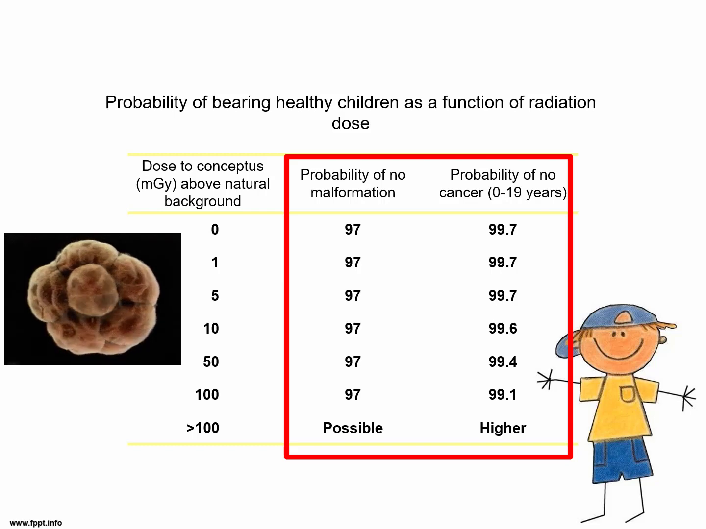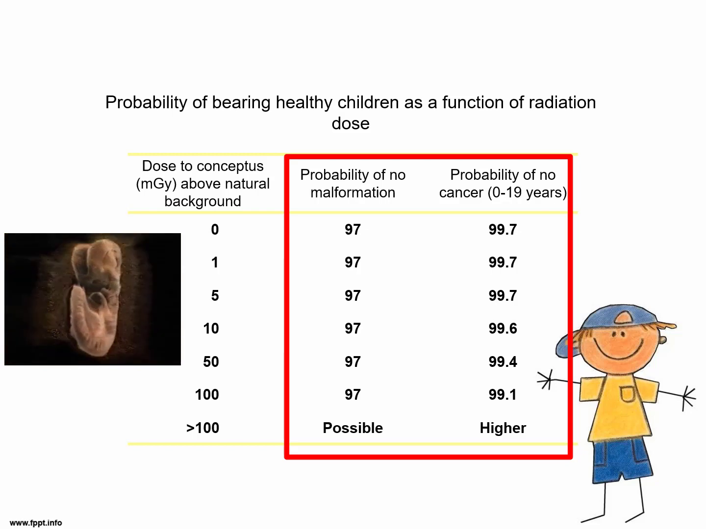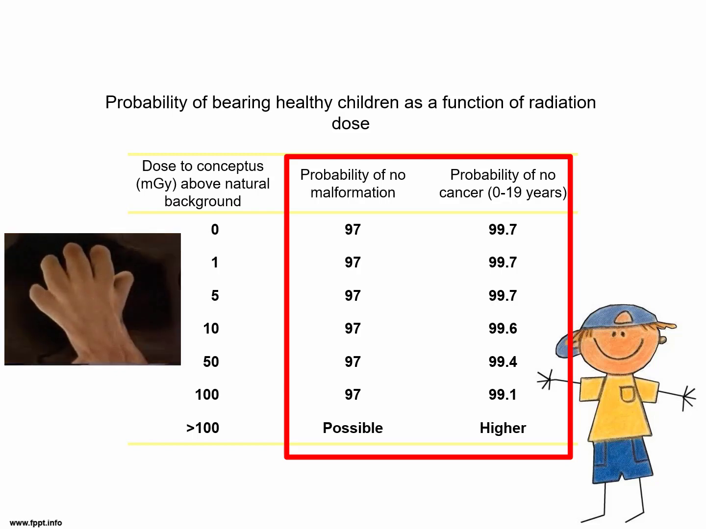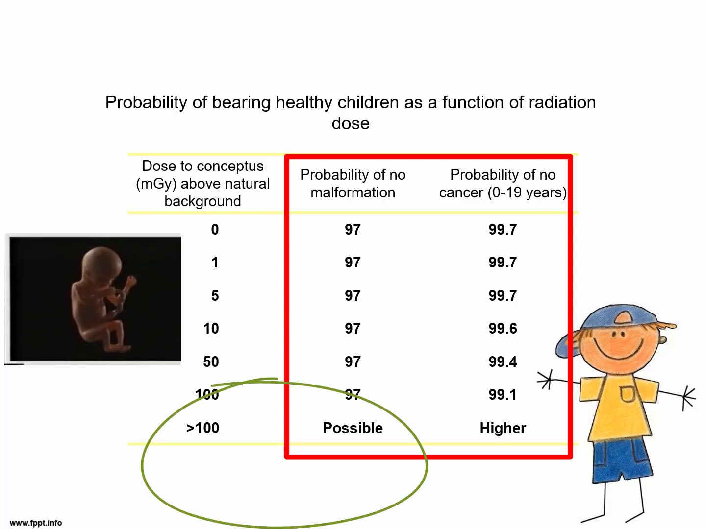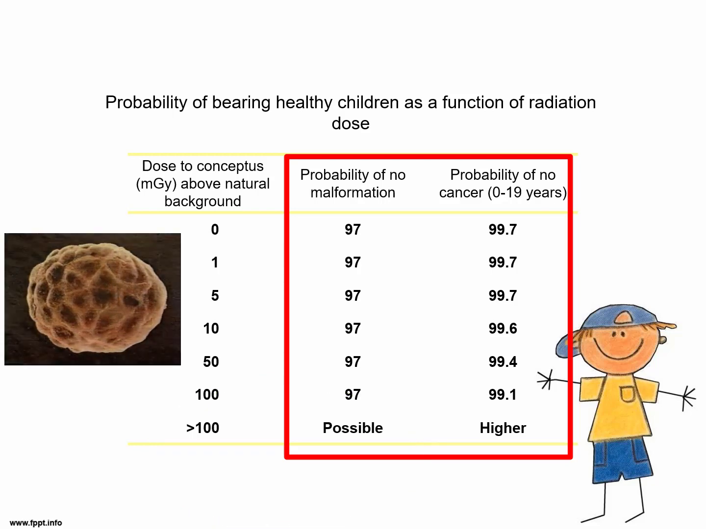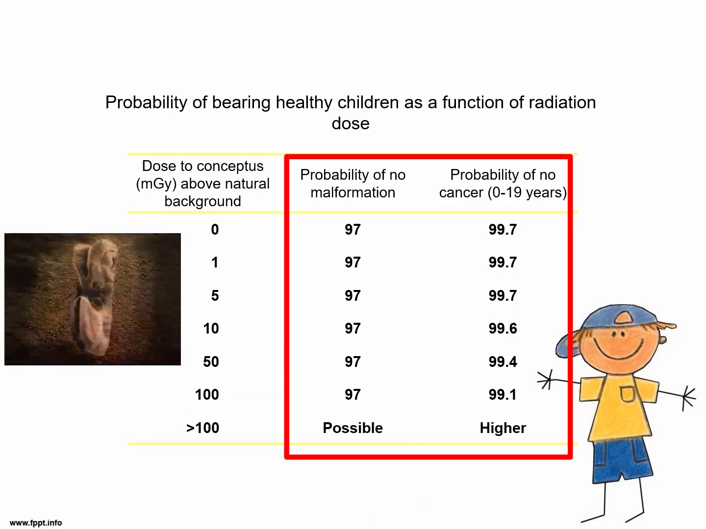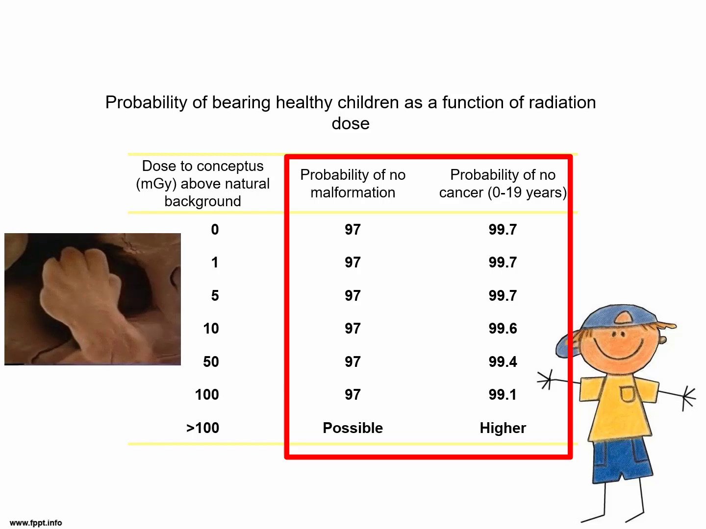There are times that you will have an abnormal fetus even if there is no exposure to radiation. And our chart shows that the exposure from 0 to 100 milligrays is exactly the same. Above 100 milligrays, there is a possibility of a malformation. Well, let's see what happens if we expose the fetus. What is the possibility of them not getting cancer?